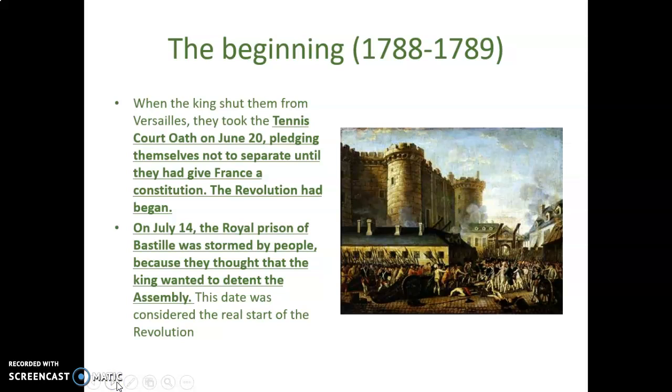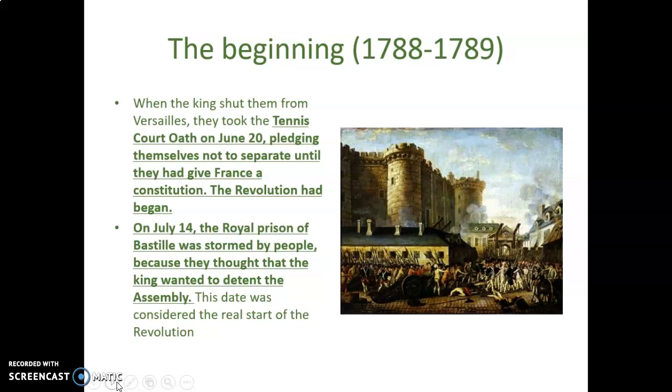In the beginning, the king shut them out. When the king shut them out of the meeting hall at Versailles, they took to the tennis courts, and on June 20th, 1789, they pledged not to separate until they gave France a constitution. The revolution, of course, has begun. And this would be the famous Tennis Court Oath. Basically, they're going to write a constitution, and they're not going to break up.